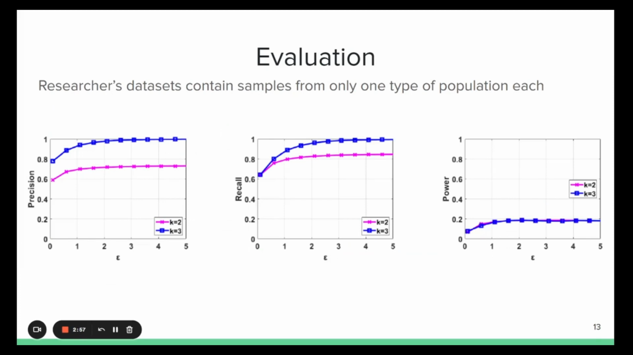Next, we evaluate the trade-off between utility and privacy. We first consider the scenario where the datasets consist of one population each, which are different from each other. And we notice that as the epsilon value increases, the level of noise decreases, and that results in both higher utility values, both precision and recall, and an increased power for membership inference. You can see that for epsilon 3 and k equal to 3, precision and recall are close to 1, and the power is 0.2.